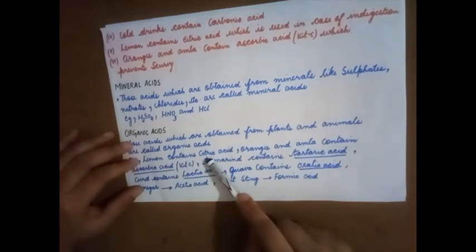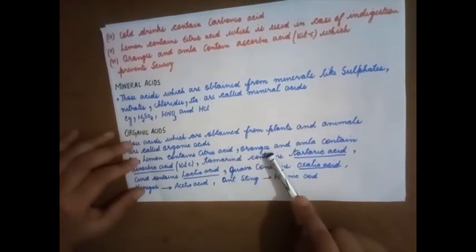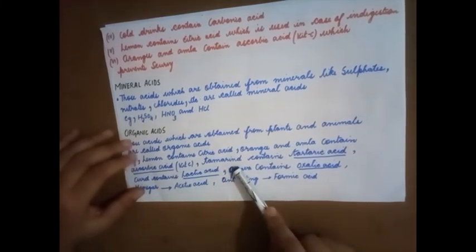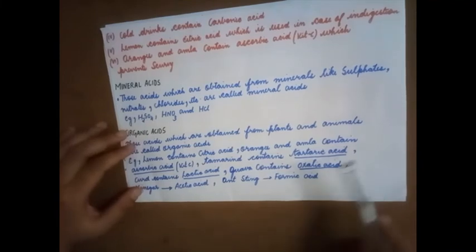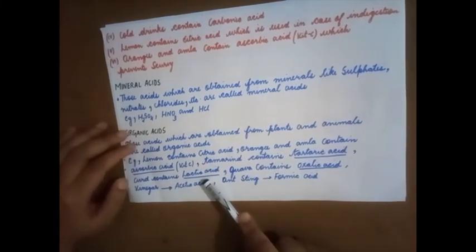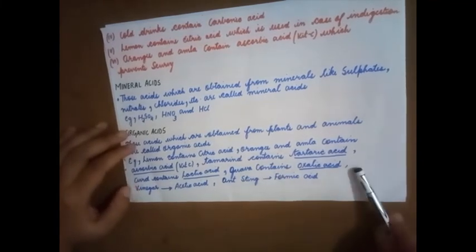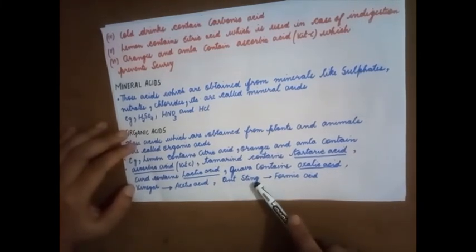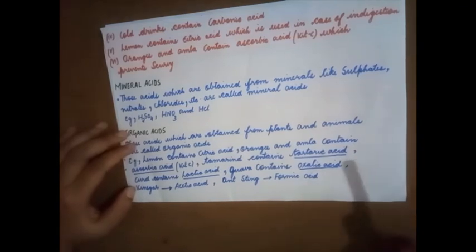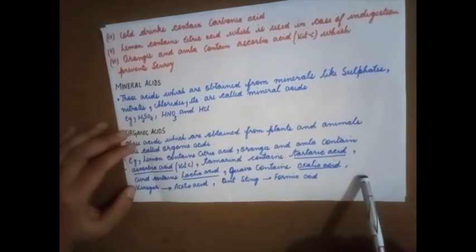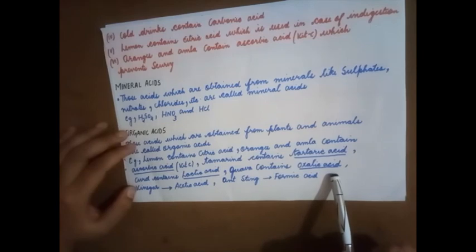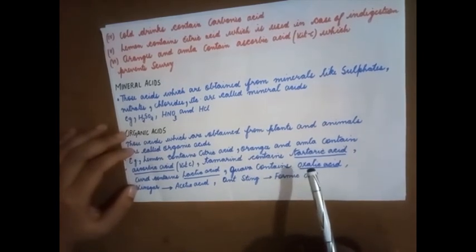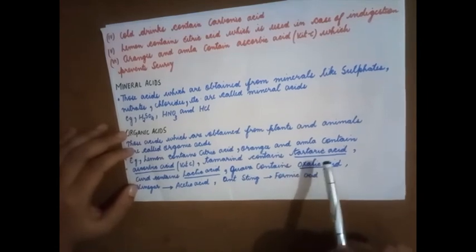Example, lemon contains citric acid. Orange and amla contain ascorbic acid. Tamarind contains tartaric acid. Curd contains lactic acid. Guava contains oxalic acid. Vinegar, acetic acid, and ant sting contains formic acid. These points are very, very important. Organic acid is a very important concept. So be clear with respect to it.